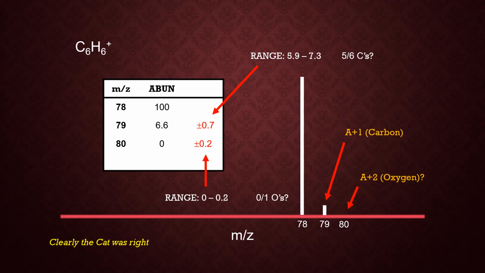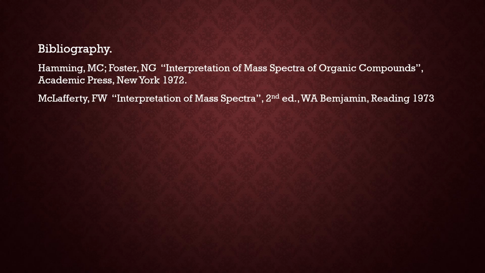So there's going to be a little bit of guesswork in the interpretation of mass spec. It's not a concrete result, but as we're going to find in part 3, we're going to come up with techniques to limit the number of guesses and make educated guesses in the interpretation. So clearly the cat was right, and we're going to have to do some other thinking when we interpret mass spec. So this concludes part 2.